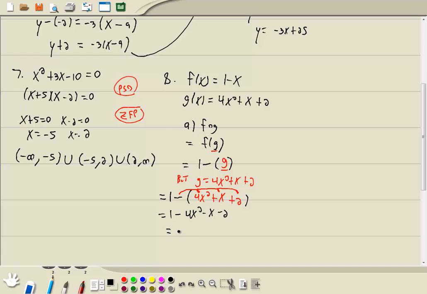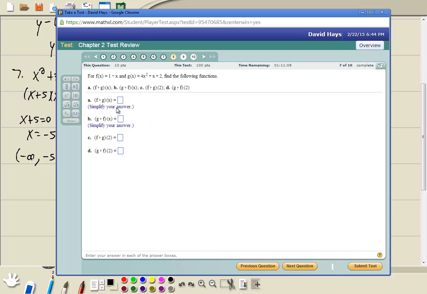And always simplify. Combine like terms, combine numbers. Negative 4x squared minus x. 1 minus 2 is negative 1. Okay, so we got negative 4x squared minus x minus 1.